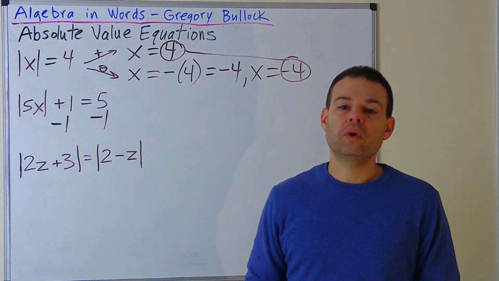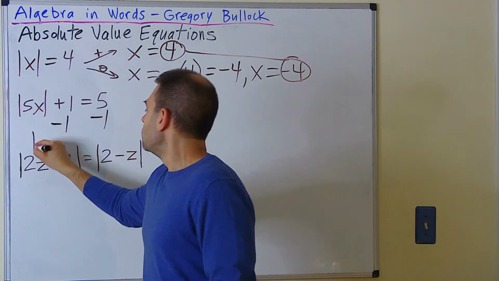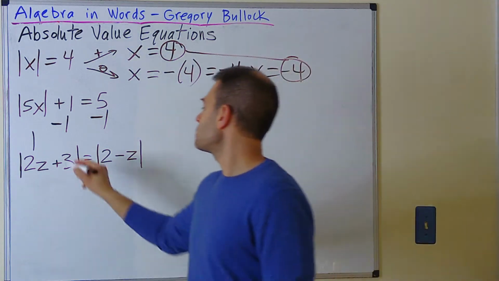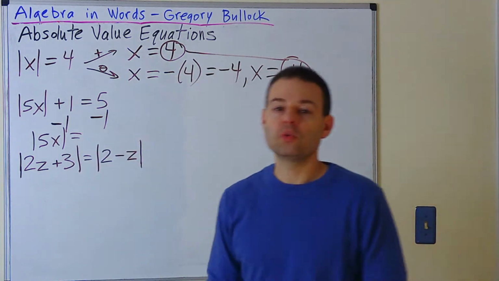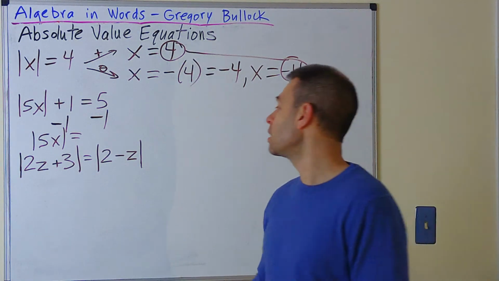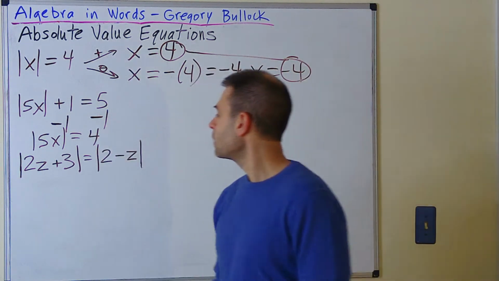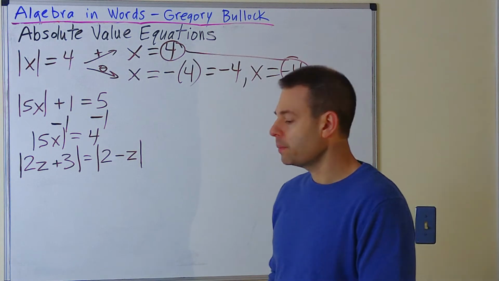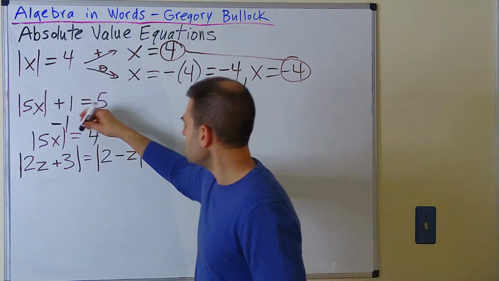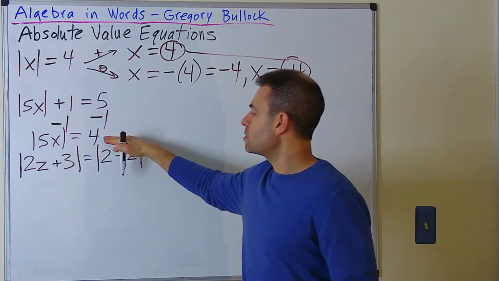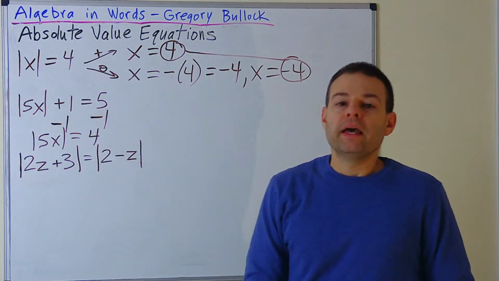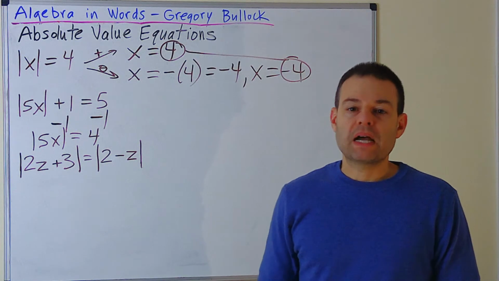Okay, and now let's write what that gives us. The absolute value of 5x equals, and 5 minus 1 is 4. Okay, so now, and I'm just going to erase this a little bit. I'll leave it there, but let's just focus on this equation. And now we're going to split it up into a positive and a negative.